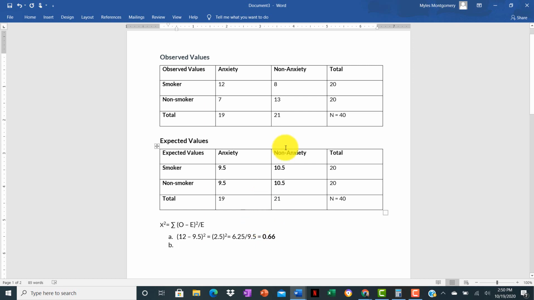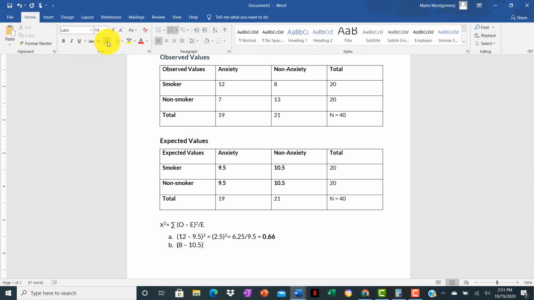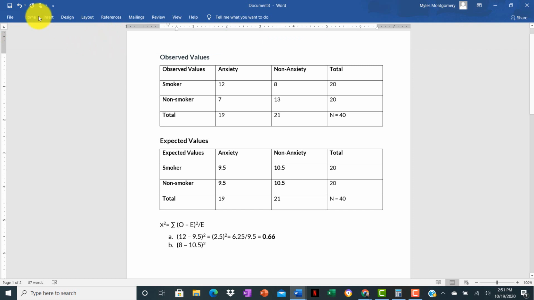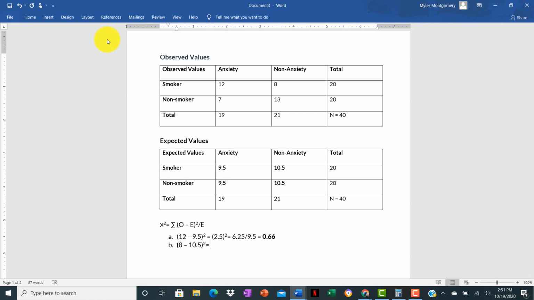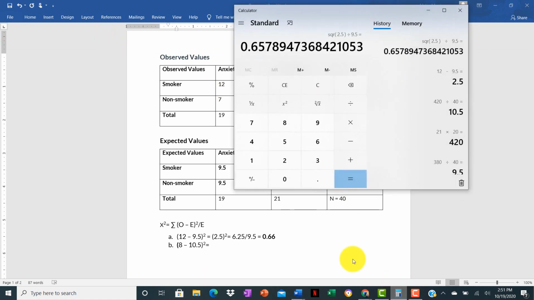The next cell, I call this the B cell. You can call it whatever you want. The corresponding cell of smoker and non-anxiety here for the expected value. So we'll start with the observed value, which is 8 minus 10.5, and of course that's going to give us a number that is going to be squared, but we're going to make sure we have this correct. So go ahead and take out your calculator just because we need to be extra sure.